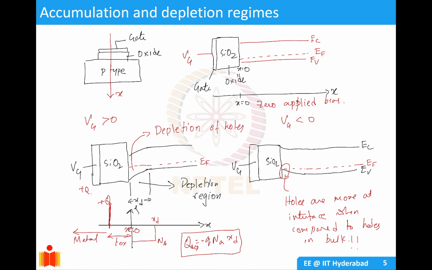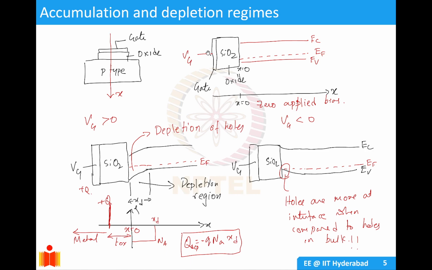And if you plot the charges, at the metal there is a very thin sheet of positive charges. Then there's a gap because of the insulator, which has thickness TOX. Then inside the semiconductor a depletion region is formed, with charge density Na, extending over XD, where XD is your depletion region width. So your depletion region charge is minus Q Na XD.